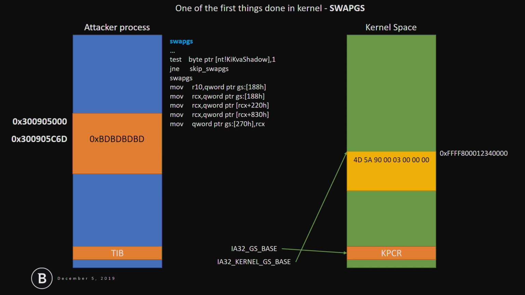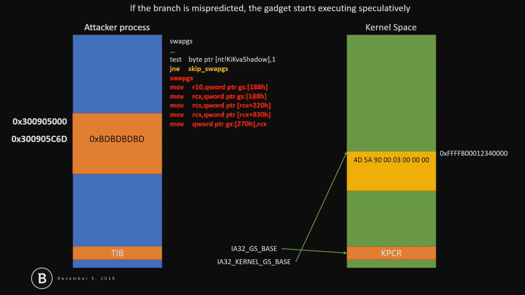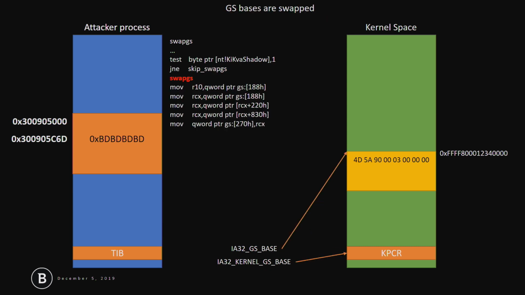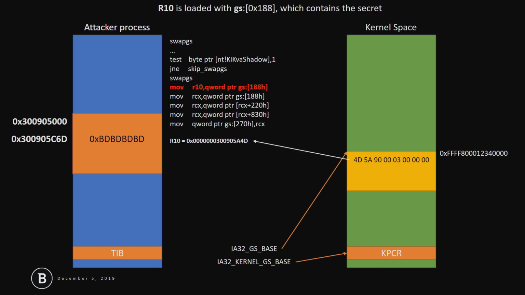Right now, the GS base points to the KPCR, as it should, the regular kernel processor control region, and the inactive kernel GS base points to our attacker-controlled memory, which we wish to leak. Many instructions get executed inside the kernel, and eventually we hit the vulnerable gadget. In the best case scenario, of course, the gadget gets mispredicted, and the SWAPGS instruction is executed speculatively. Now the GS base points again to the attacker-controlled memory, and the inactive kernel GS base points back to the KPCR. And we have the first GS base access, which loads the secret value inside R10.